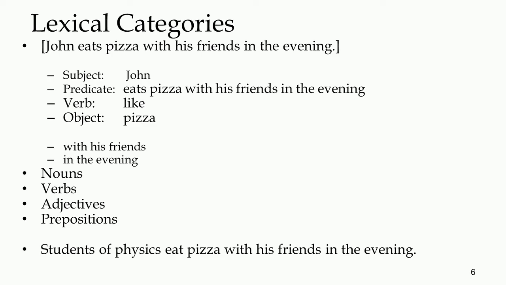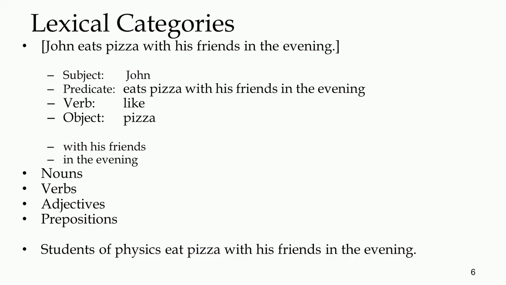So, in this sentence, if we look at the category of words from the perspective of grammatical relations, we can identify subject as John, the nominal element, which is a noun. So, it's a lexical category, and the category is a noun, and its grammatical relations with the rest of the things is the subject. Rest of it is a predicate, like eats pizza with his friends in the evening. All of that is part of predicate.